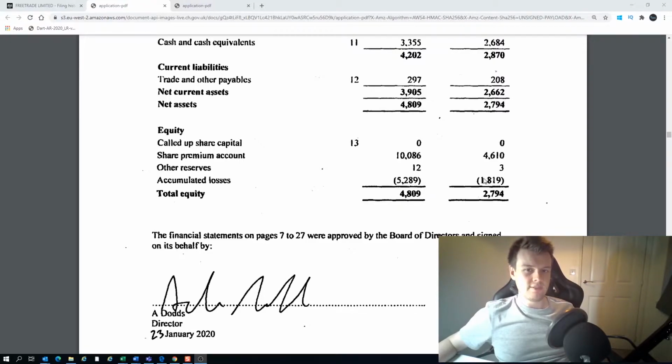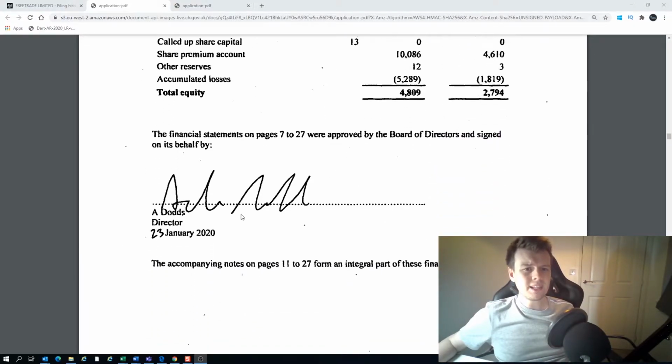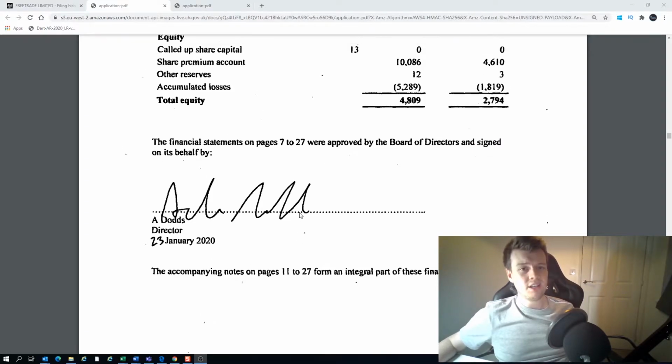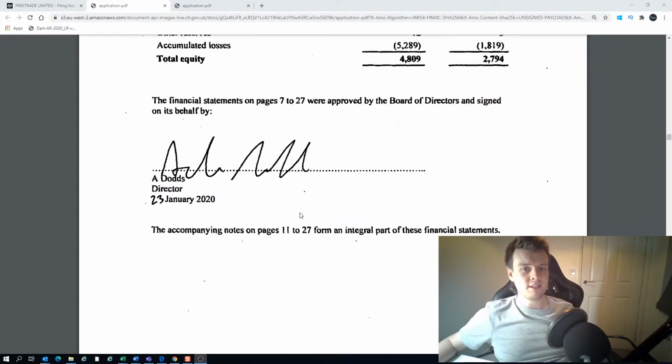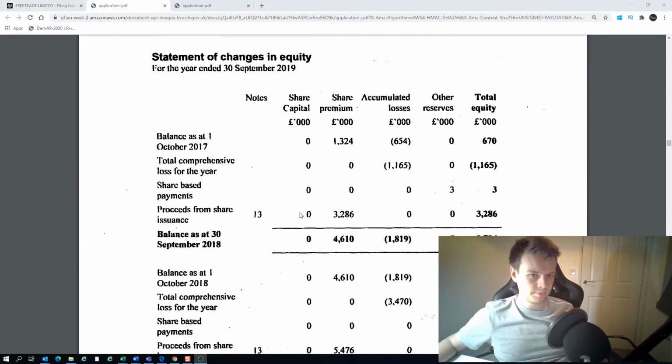So what you'll see is the difference between this number and this number is the loss that was incurred during the year. This is then signed off by the director again to say, yep, this is the balance sheet of the entity that we have approved.